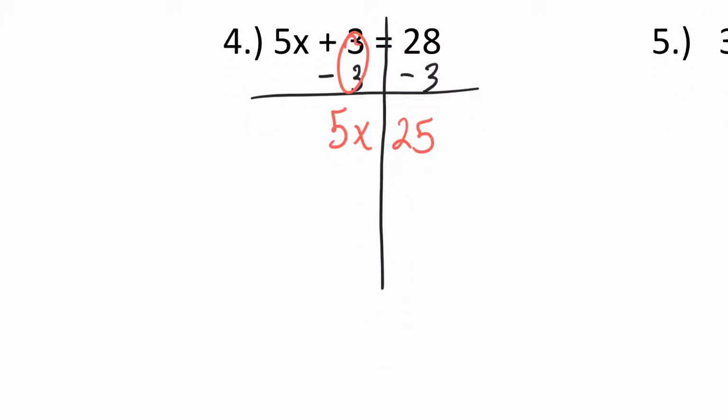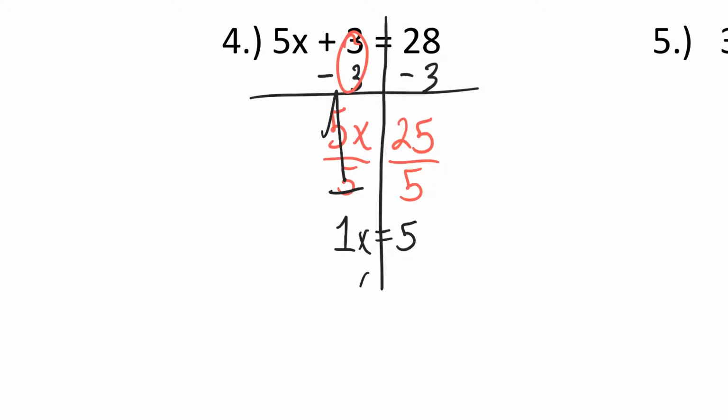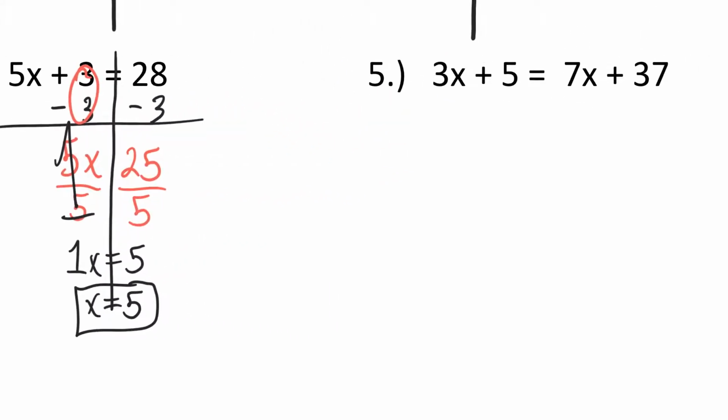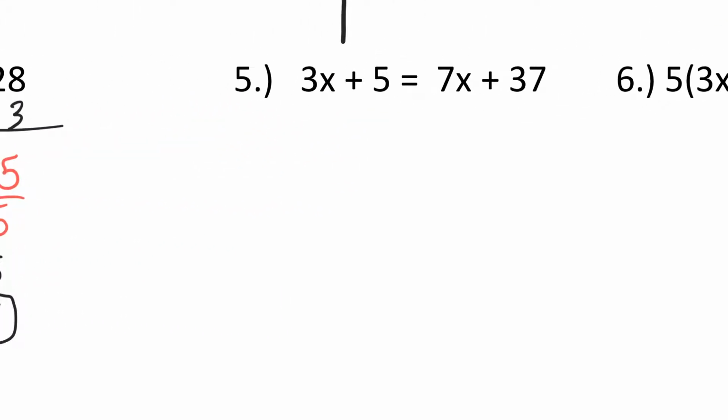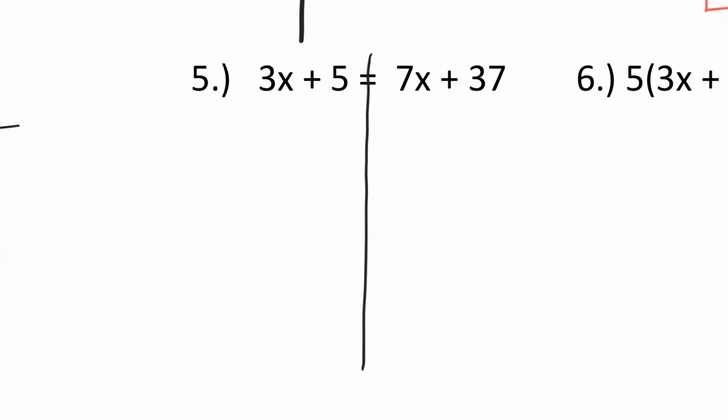Then what do I do? Divide by 5. These 5's turn into a 1, so I get 1x equals 5. X equals 5. Okay? All right, number 5. So on this one, what's going on here we're going to have to take care of? Good, we got to get the x's together, and the thing is that they're on opposite sides.